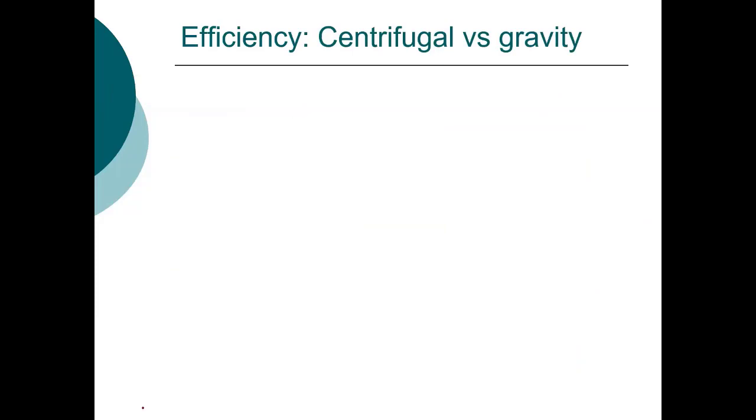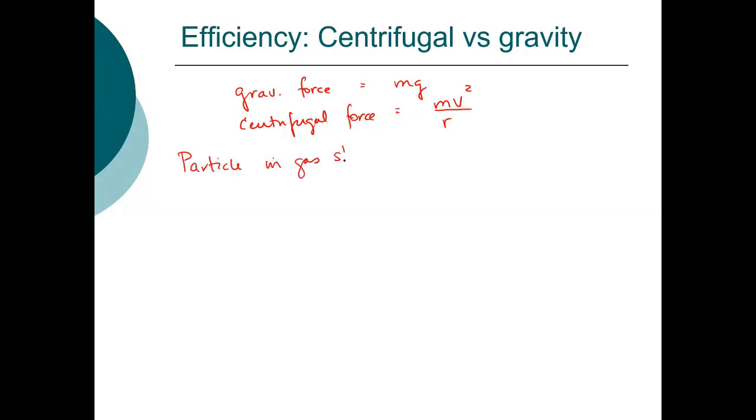We can compare gravitational force with centrifugal. So gravitational force is equal to mass times gravitational acceleration, and centrifugal force is equal to mv squared over the radius. So for instance, if we have a particle in a gas stream, and the velocity of that gas stream is equal to 18 meters per second, and the radius of the centrifugal separator is 0.3 meters. We'll just take it for that condition there, which is reasonable.